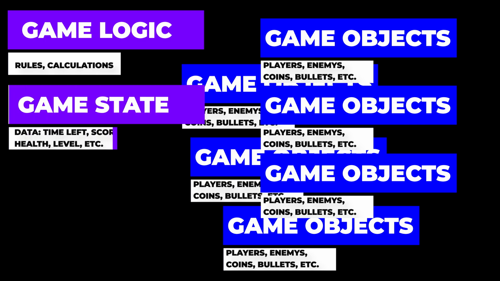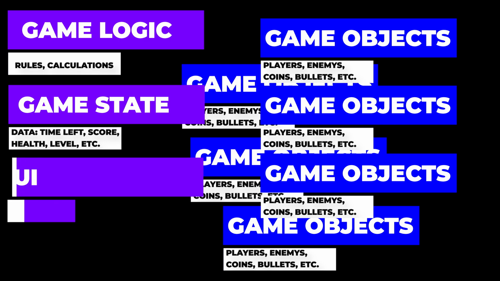And then we have the game state, which includes data, and this could be how much time is left, what the score is, how much health each player has, an enemy has, what level we're on, etc. And then we have a user interface, which can have menus and text and buttons, and that can show you visual things like what the score is.